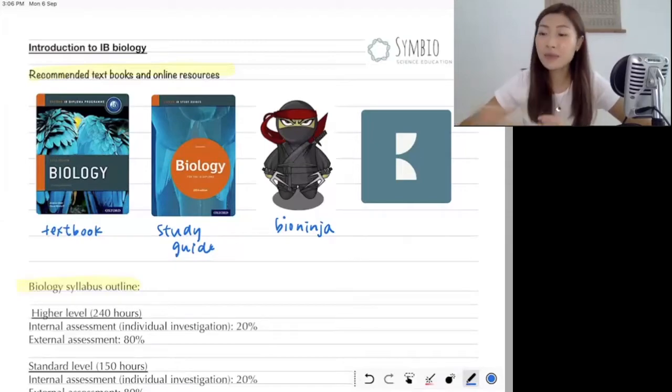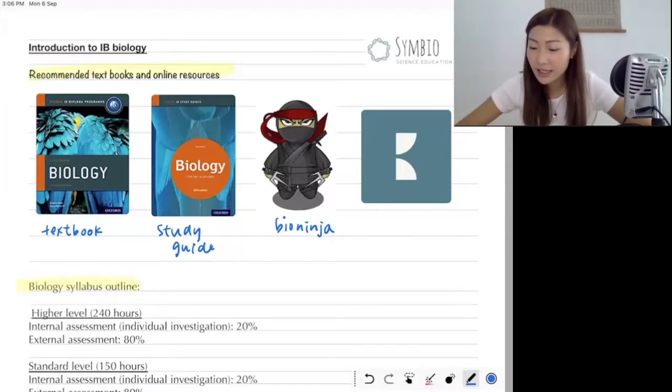Okay, so the last one here is Cognity with a K. It is a paid platform.